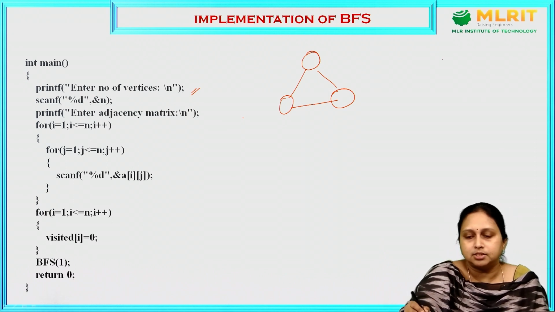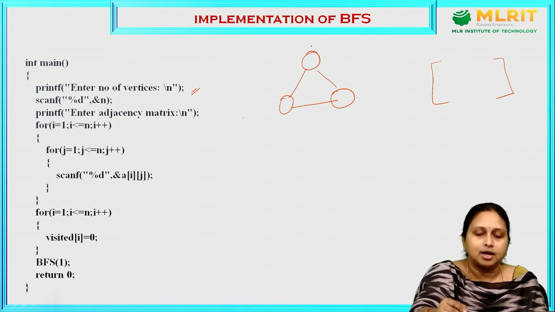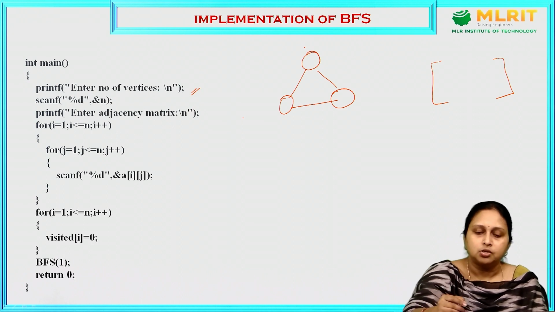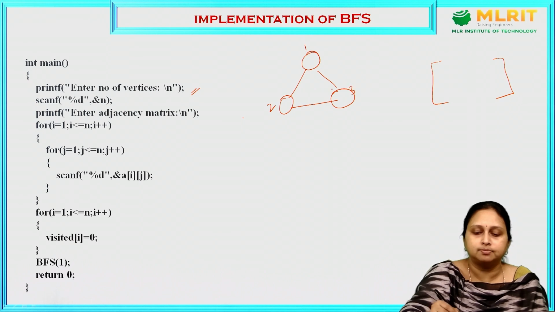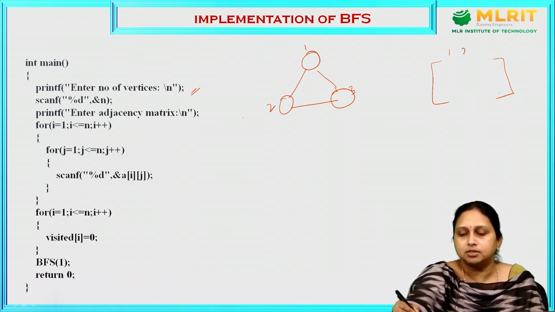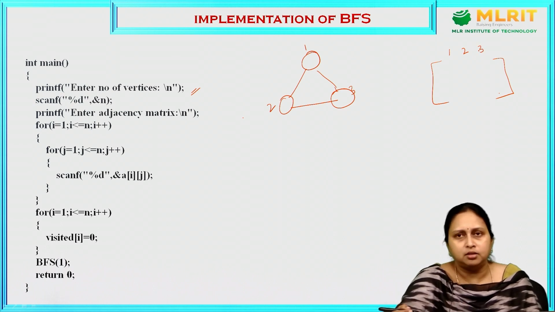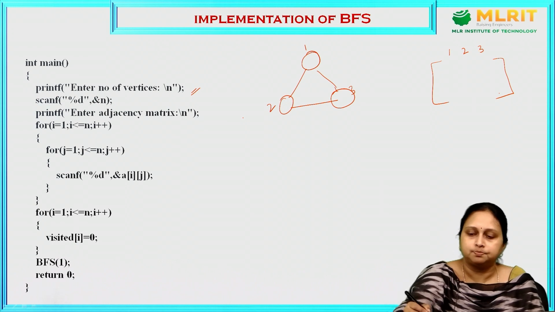Consider the adjacency matrix for this graph is like this. Everything will be represented in terms of 1s and 0s. My graph numbering is 1, 2, 3, that means the vertices are 1, 2, 3. If you want to represent another graph like a square, in that case you can take the number of vertices as 4, so that you get that particular adjacency matrix.